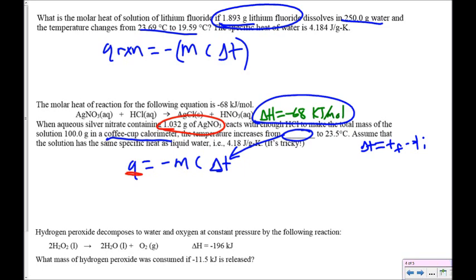Watch units. Remember we talked about this early. Q is always in joules because our specific heat is always in joules. When I calculate my energy in energy stoichiometry, I'm going to get kilojoules, just like I always get kilojoules when I'm doing that. So be careful. You need to change to a common unit in order to get the problem to work. So that's what's going on in that one. There's a lot happening there. It's energy stoichiometry and it's a solution problem.